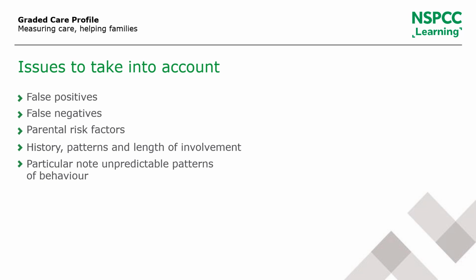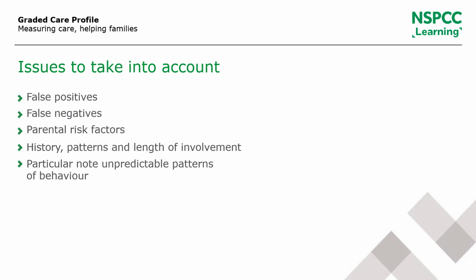We also need to think about parental risk factors. Although the scoring doesn't necessarily take this into account, we need to think about this when we're doing our report. So for example, is there or has there been domestic abuse within the home, substance abuse, learning difficulties that are making it more difficult for this parent to parent in a more positive way?